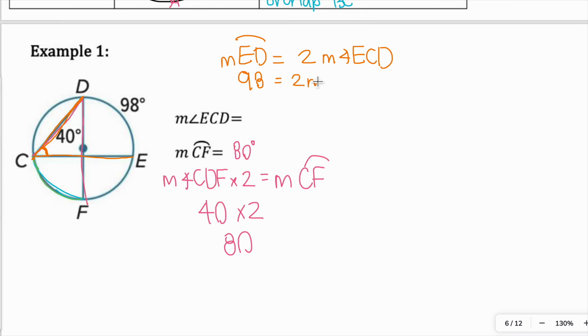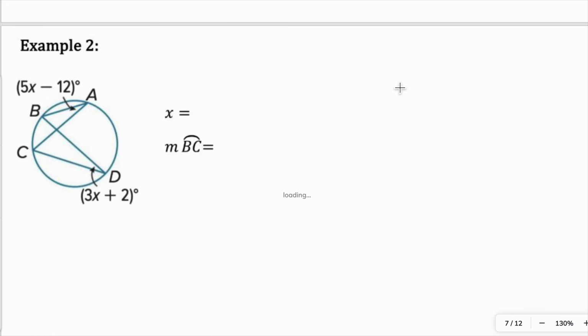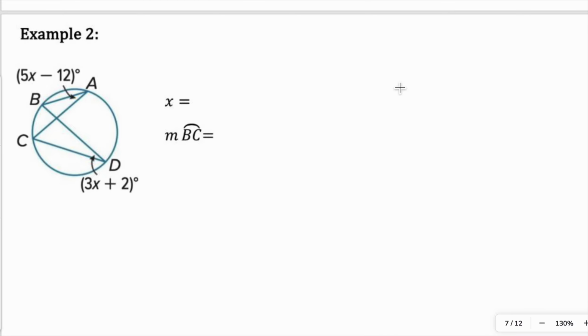So really, we're trying to divide by 2 here, and we're going to end up getting 49 degrees for angle ECD. If you want to try this one on your own, you can, but this one is going to be an example of overlapping arcs. So go ahead and give yourself a chance to look at it, and then we'll chat momentarily.